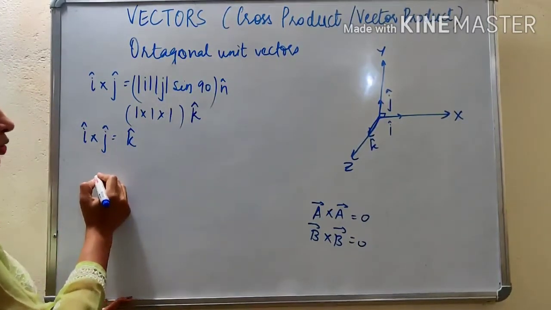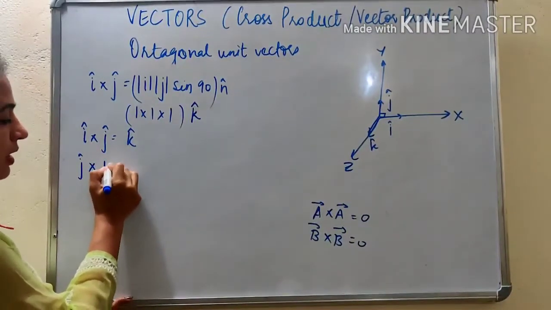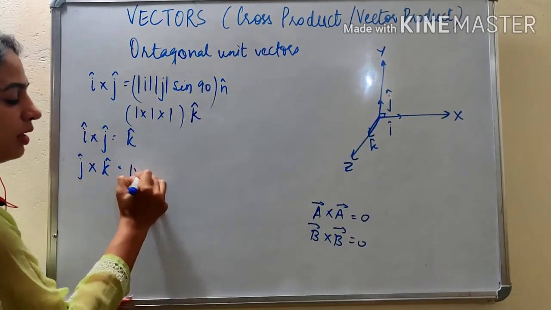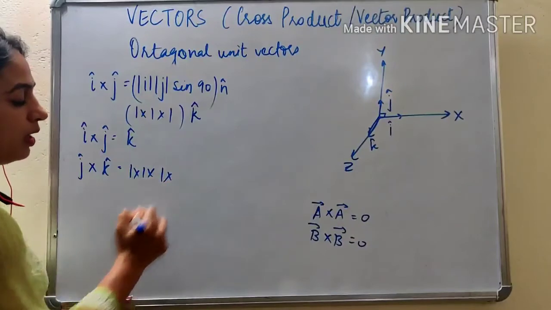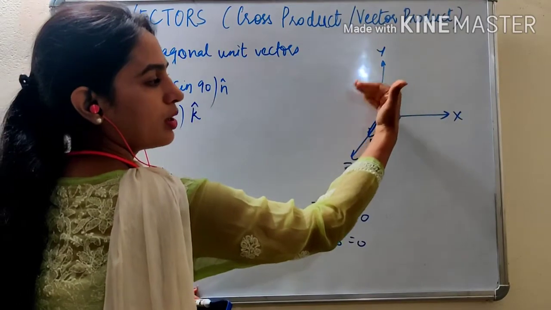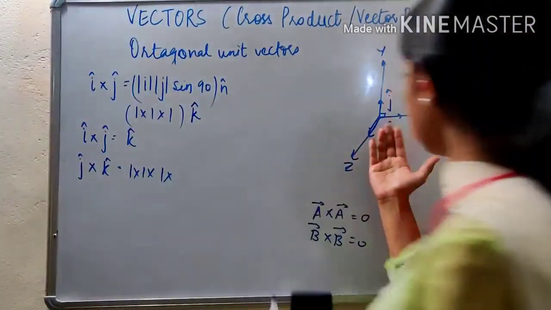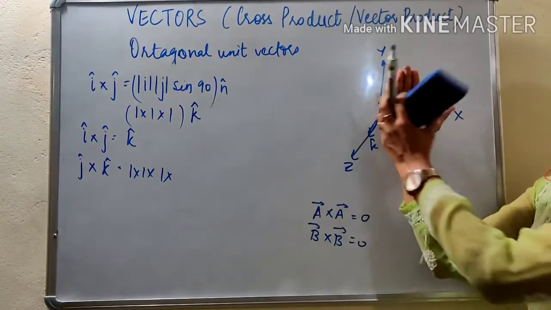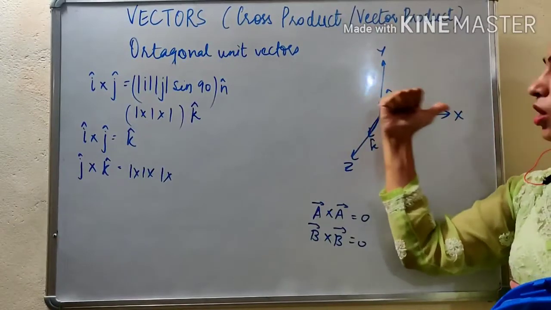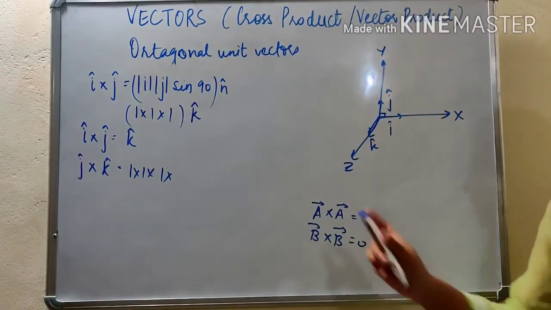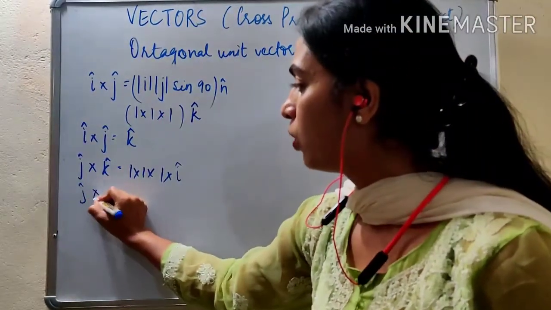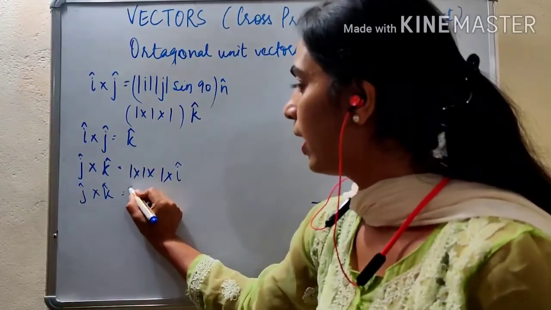Similarly, if I ask you to find j cap cross k cap, what will j cross k be? Again, magnitude of j and k is 1, into sine 90, which is 1. Then the unit vector perpendicular to j and k. See, this is the y direction and perpendicular to this is the z direction. So for j cross k, what is the direction? Positive x direction. The unit vector in the positive x direction is i cap. So we can write j cap cross k cap is equal to i cap.